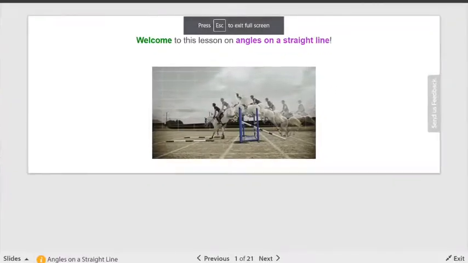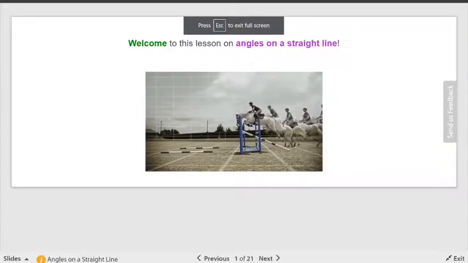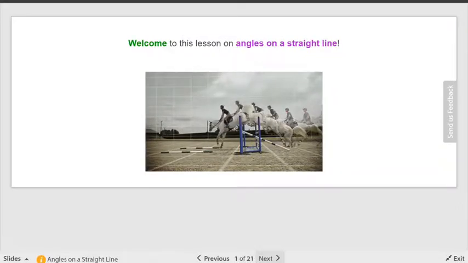So again, we know that a straight line is also known as a straight angle, which means that it adds up to 180 degrees.